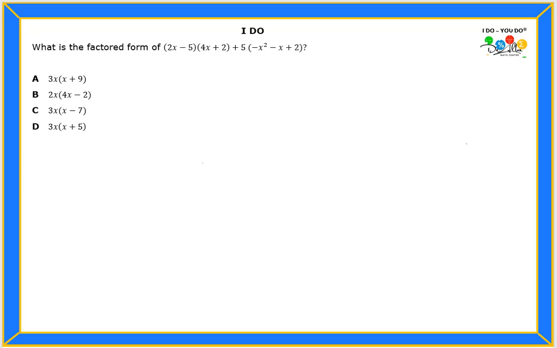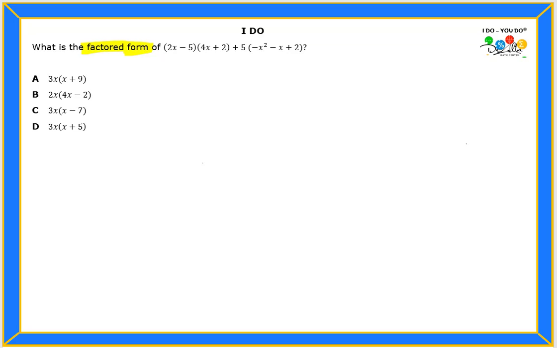And it says, what is the factor form of 2x minus 5 times 4x plus 2 plus 5 times negative x squared minus x plus 2? So we're going to be looking for the factor form. So what does it mean by factor form? Well, basically it means that you need to work out the problem and find the answer, but factoring your answer, which means you have to find something that the terms have in common and bring it outside. When I get to that point, I'll explain a little bit more.